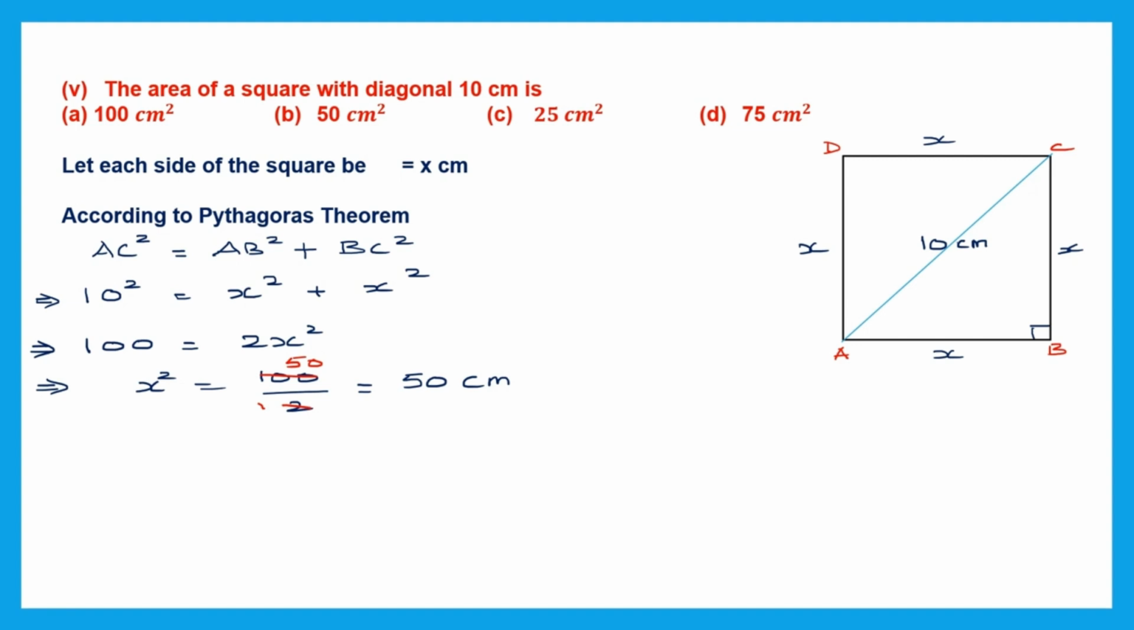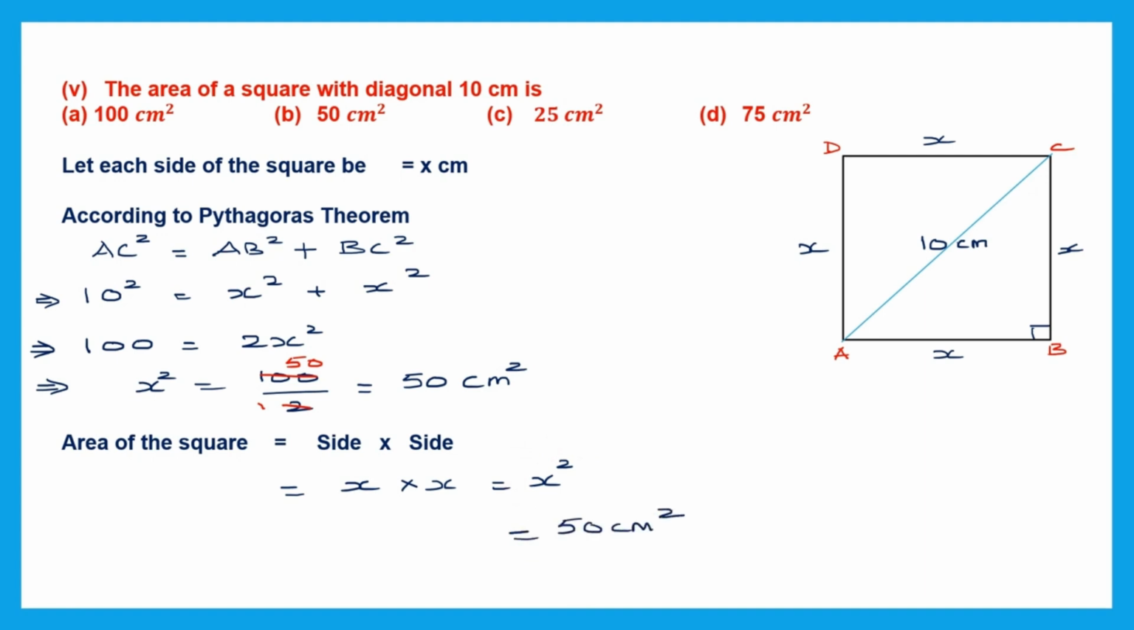in centimeters. So x square will be centimeter square. Now, to find the area of the square, the formula is side into side. So, side into side means x into x, which is x square. Area is x square. So, now we already know x square is 50 centimeters square. So, now we can just substitute here for x square. X square is equal to 50 centimeter square. So, this is the area of the square. And which option is that? That is option B, 50 centimeter square.